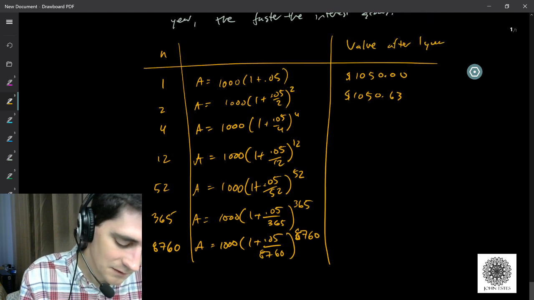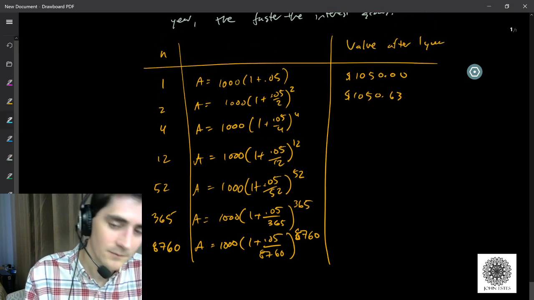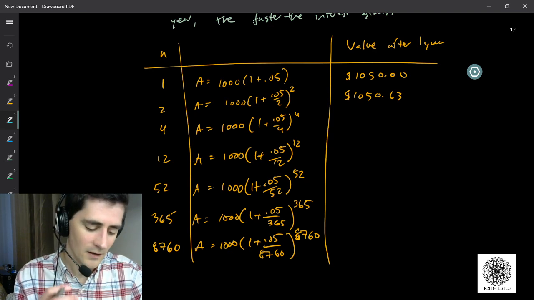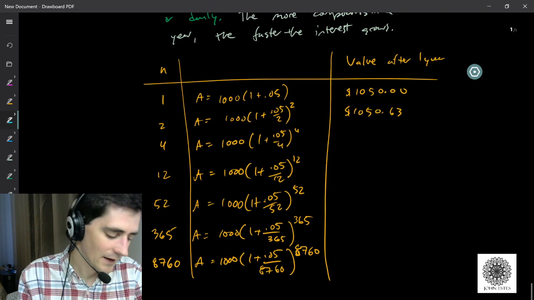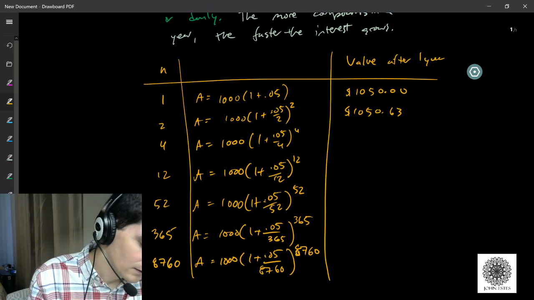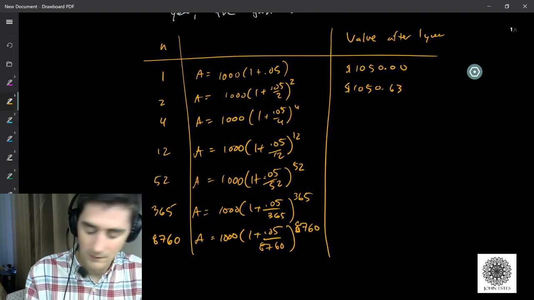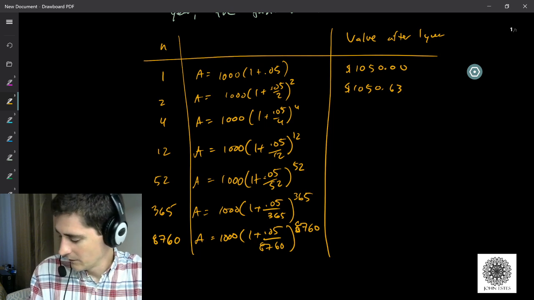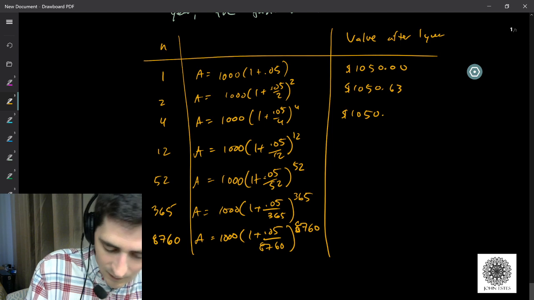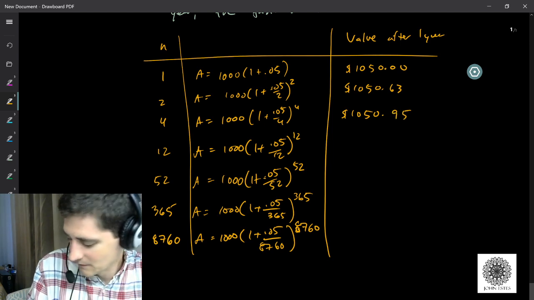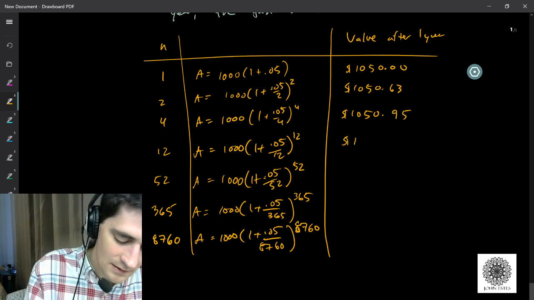I mean, look, each time you're dividing by a larger number, so the amount of interest per compound has gone down a lot, but you're also adding a lot more compounds. So how quickly is that growing? Going from 1 to 2, you only gain 63 cents. If you go from 1 to 4, you only gain 95 cents. So it's not a big deal.